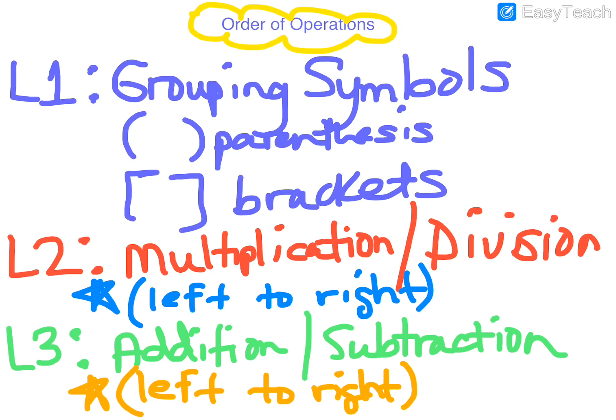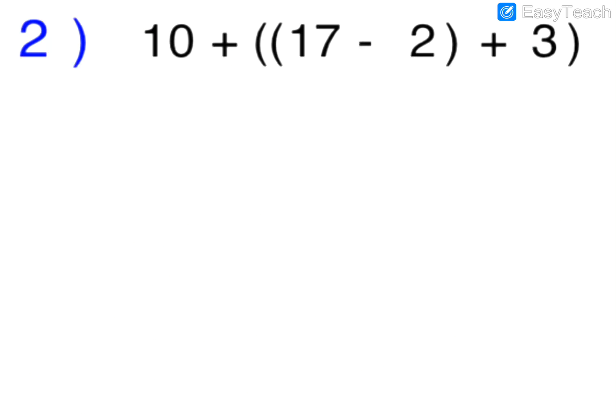So let's just look at our order of operations levels one more time. Level 1 is grouping symbols. So you're looking for parentheses and or brackets first, and then moving down to multiplication and or division, whichever one comes first, left to right. Do the same thing next when you go to level 3 with addition and subtraction, whichever one of those comes first, left to right.